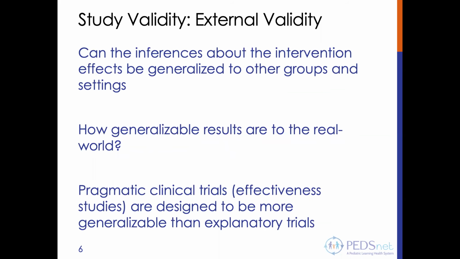External validity, on the other hand, addresses whether the inferences that you are drawing about the intervention, and let's just assume that they are correct and credible, the next question is, can they be generalized to other patient populations and to other settings? In the learning health system science context, we're asking how generalizable are the results to the real world? Real world patients, real world clinicians, real world settings. We're trying to figure out whether the intervention has a beneficial effect on participants outside of research settings.